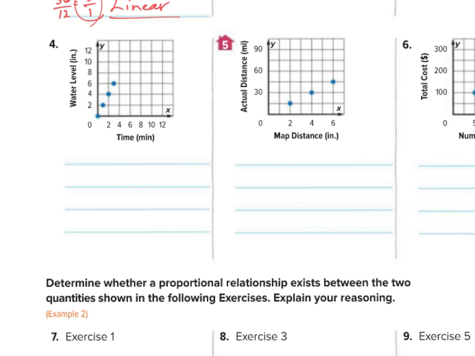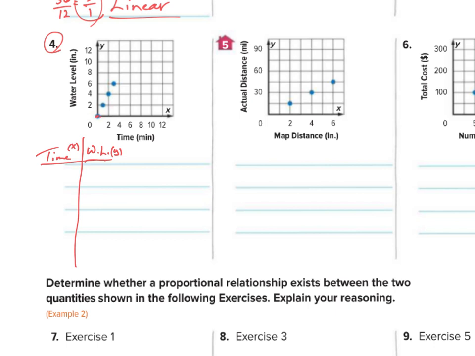Let's take a look at problem 4. So in this case, we're looking at a graph, and it'll be much easier to determine if this is a linear relationship by looking at the values in a table. So let's look at time. This is our x variable. And then I'm going to abbreviate water level. And that's our y variable.